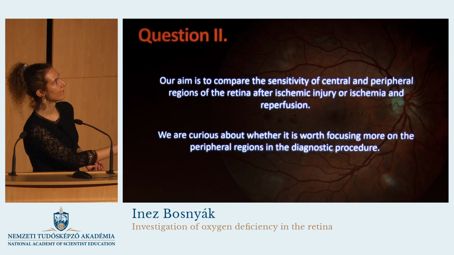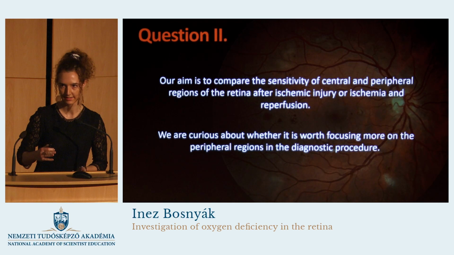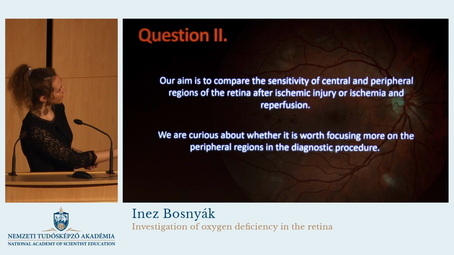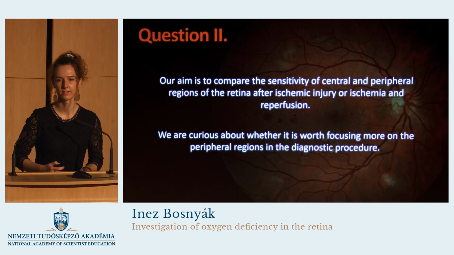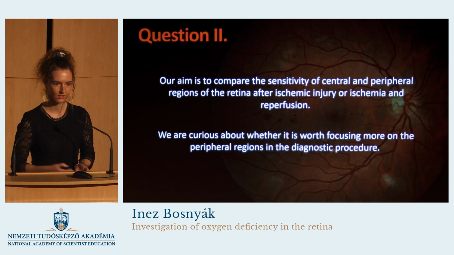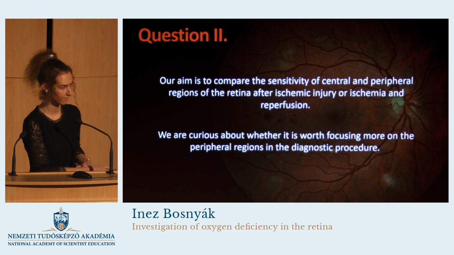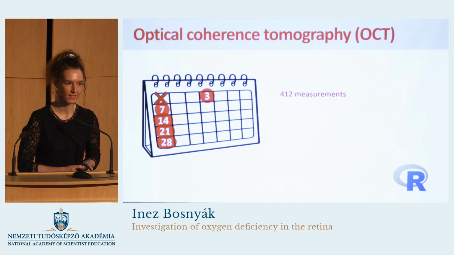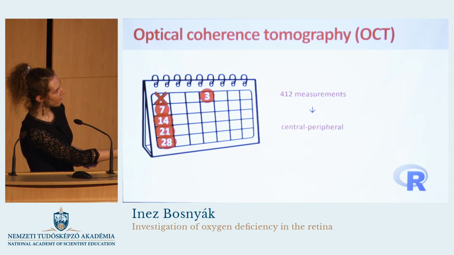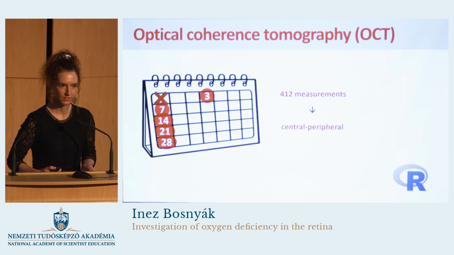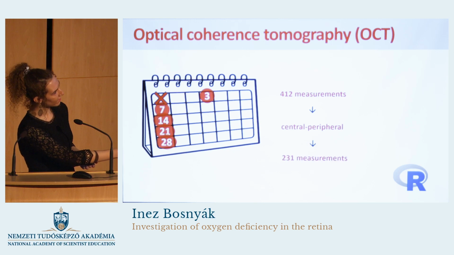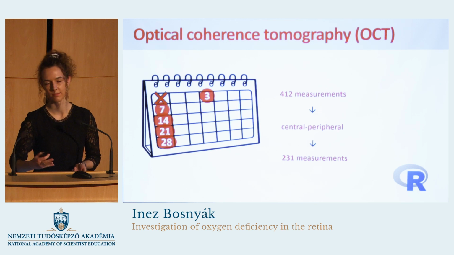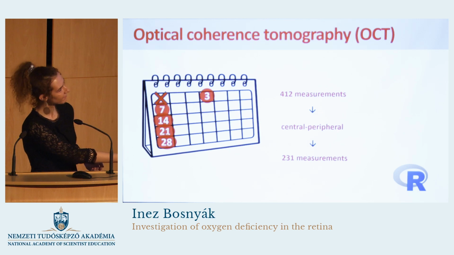Our second aim was to compare the sensitivity of the central and peripheral regions of the retina after ischemic injury. In addition, we are curious about whether it is worth focusing more on the peripheral regions during the diagnostic procedure. So we reevaluated our OCT measurements to compare the central and the peripheral regions. We could work with 231 measurements containing data about the central and peripheral regions separately.